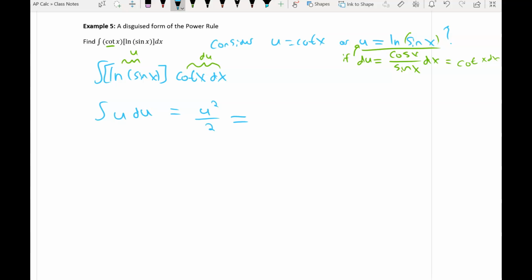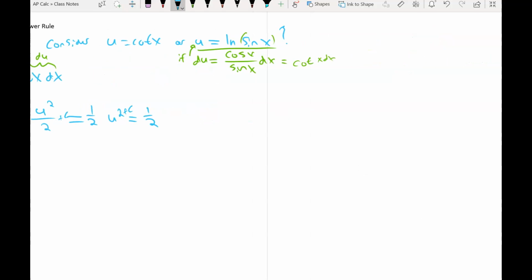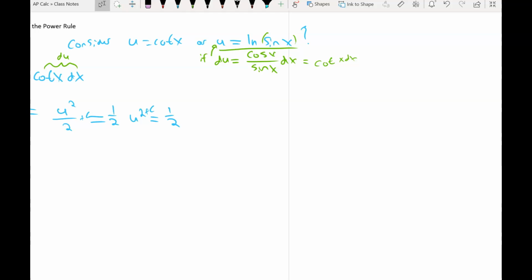And dividing by 2 is the same as multiplying by 1/2 times u squared. And then you just plug in what u is. This is 1/2 times u, and I should have a plus c here once I drop that integral, plus c. It's an indefinite integral. 1/2, and then what's our u value? Well, u is this quantity, the natural log of sine of x. We're squaring that, plus c. That's our final answer.